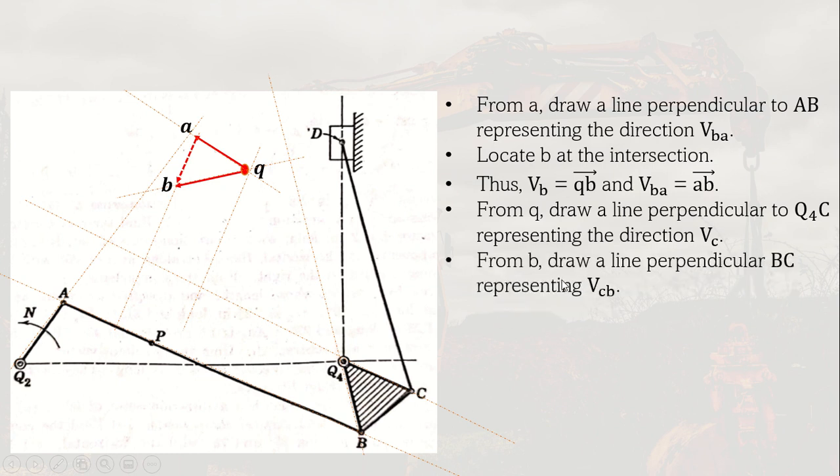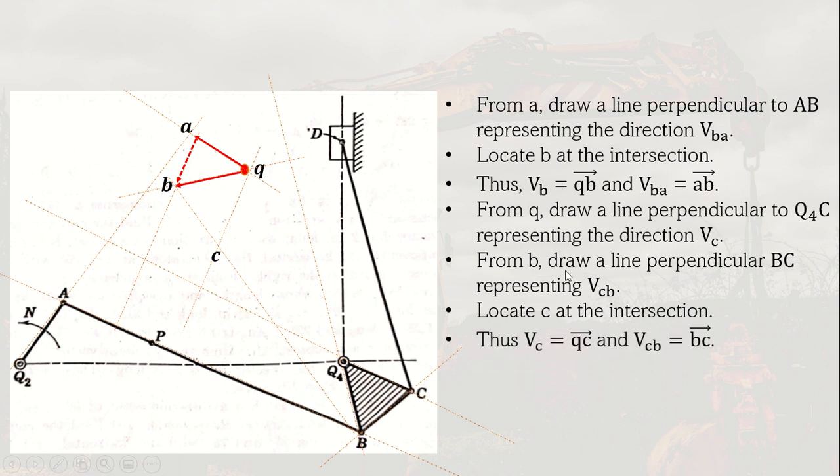Then from B, we draw a line perpendicular to BC, representing the VCB. Since this is again a mirror, we'll draw again a line here, and then perpendicular to that line from B is also the representation of VCB in the polygon. So we draw that perpendicular from B. As you can see, this BC somewhere here would be the mirror of this BC here. So the intersection therefore is the point C. This is now our point C.